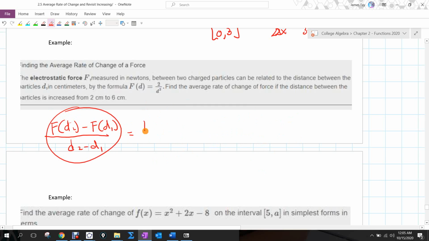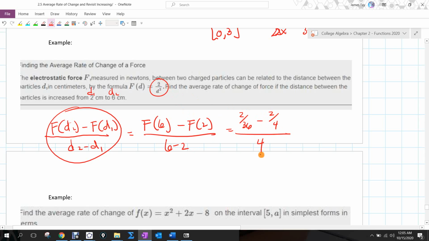So we're going to have F of, so d2, so here's d1 and here's d2. So we'll have F of 6 minus F of 2 divided by 6 minus 2. So F of 6 would be 2/36 minus F of 2, which would be 2/4 all over 4.